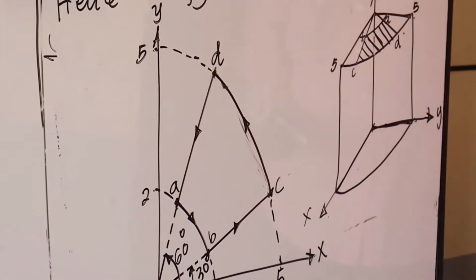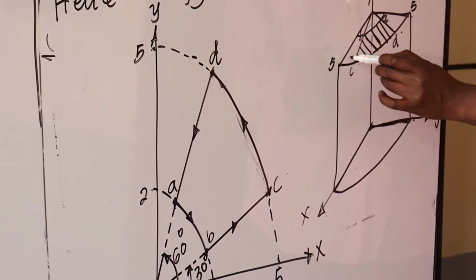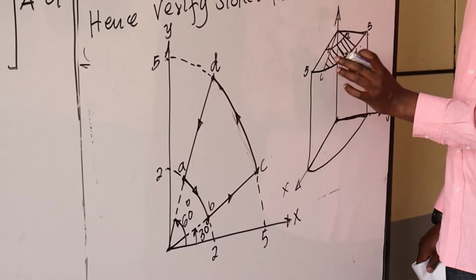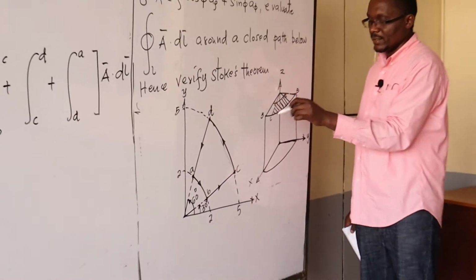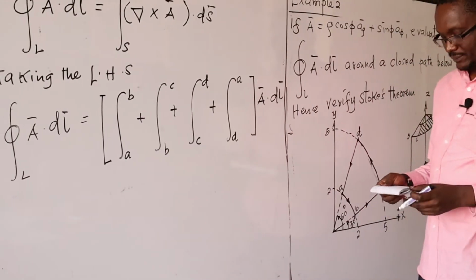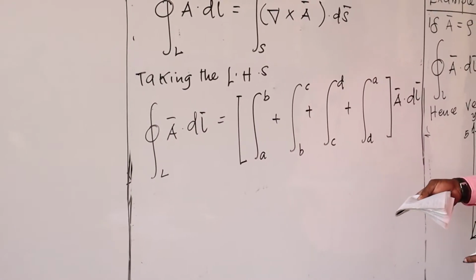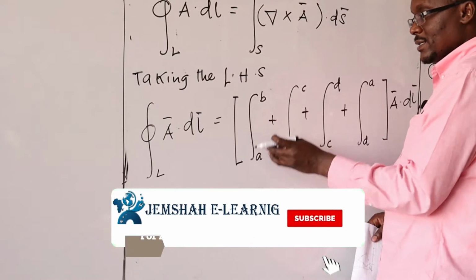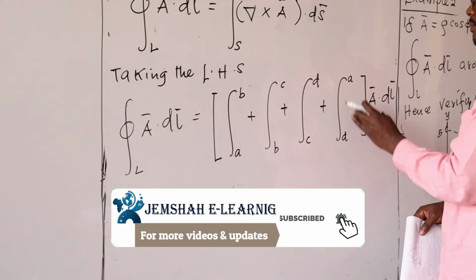So the angle along the x-axis is 30 from there, and this is 60. So we go back to our question and see if we can get the line integrals of those particular values. So we are back here. Because we want to integrate individually, path A to B, B to C, C to D, D back to A.